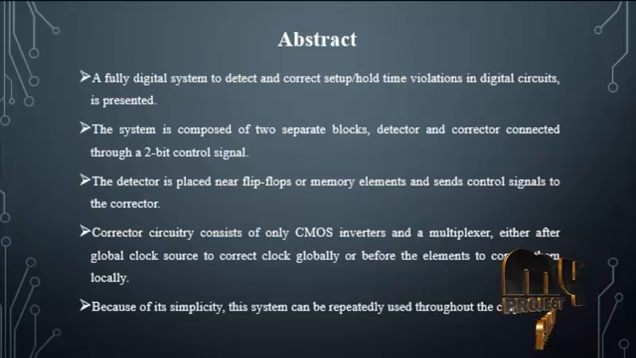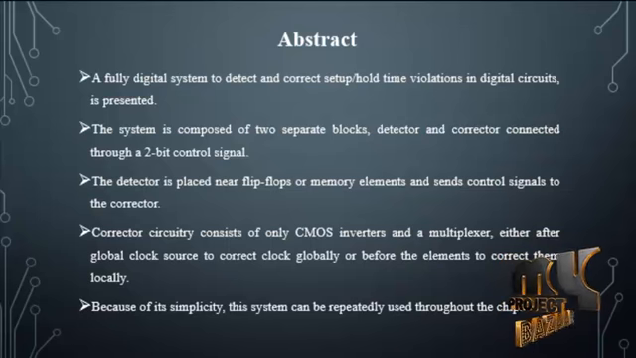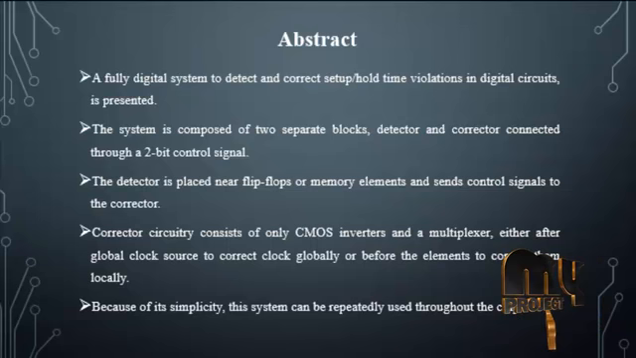Because of its simplicity, this system can be repeatedly used throughout the chip. Also, it is proved that the correction circuitry may be realized by employing only a few CMOS inverters without any need for adjusting the delay of the inverters. Furthermore, a mathematical proof for the ability of the inverter-based correction circuitry is provided. The system continuously monitors and corrects any set of hold time violations up to the highest possible operating frequency.